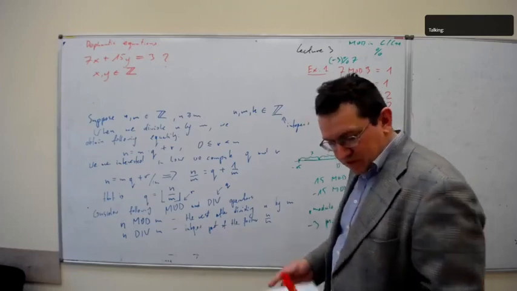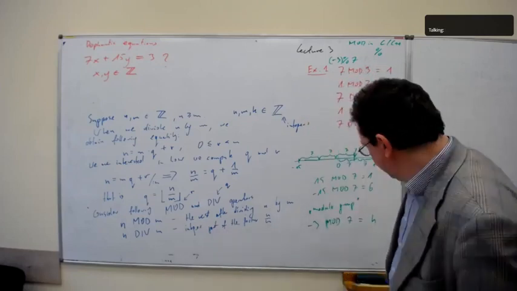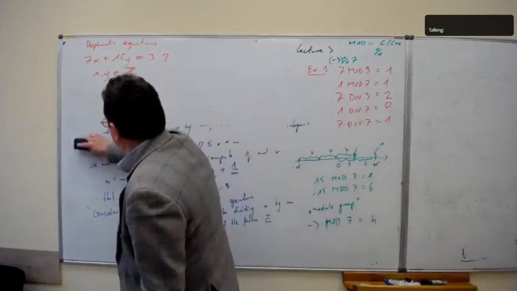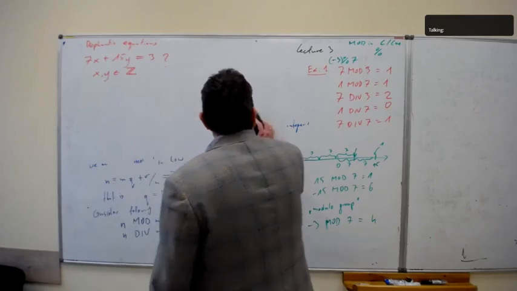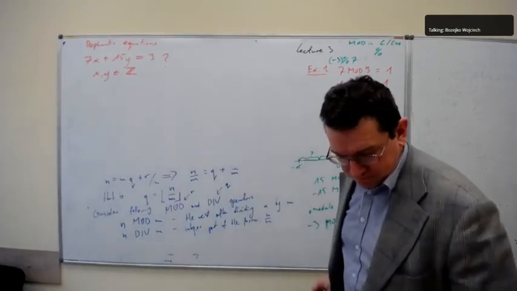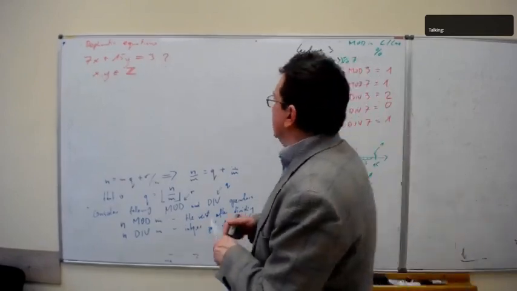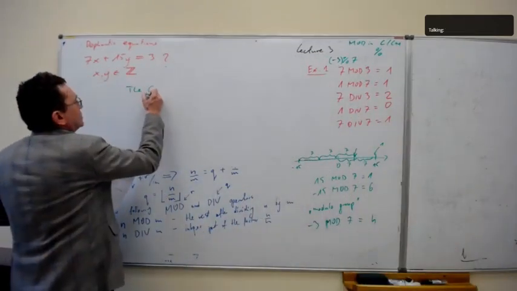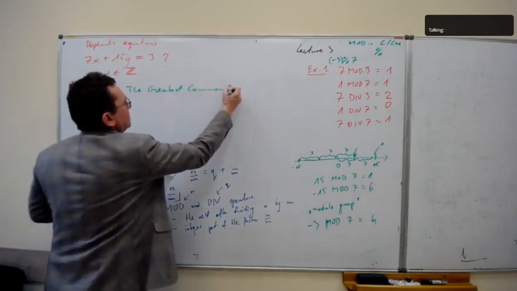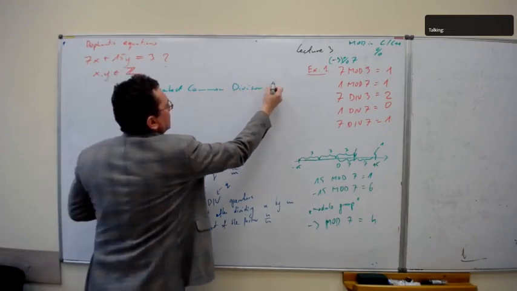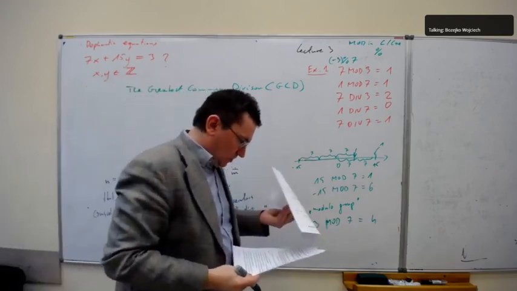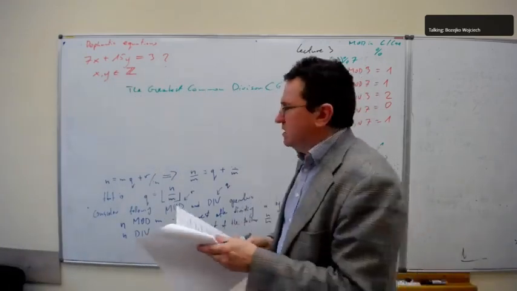But let us define the greatest common divisor as a base of some operations, bringing us closer to this question. The greatest common divisor, GCD, of two numbers. So let us define it like this.